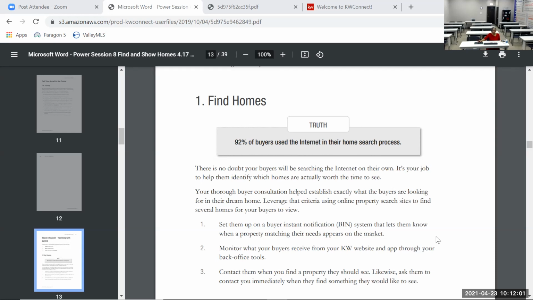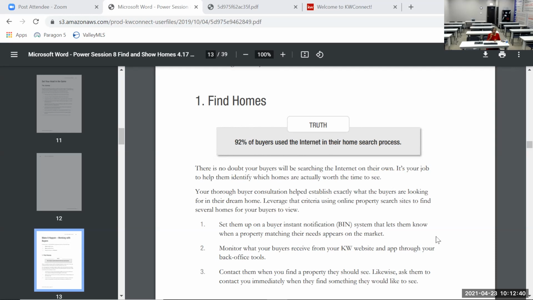Your thorough buyer consultation helps establish exactly what the buyers are looking for in their dream home. Leverage that criteria using online property search sites to find several homes for your buyers to view. So again, we have what we call the Collab Center in our MLS. You can set them up on an automatic campaign where every time a home falls into the criteria they shared with you at the buyer consultation, you enter that into the MLS and save that search under their name. It's going to automatically send them houses that meet their criteria.